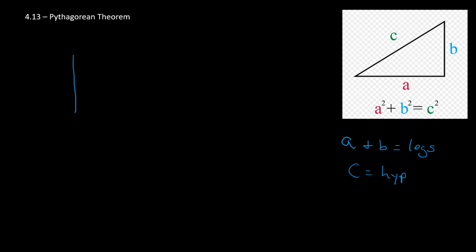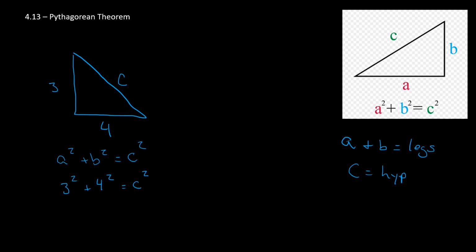We're going to set up a triangle, and we're going to say that it has a leg of 3 and a leg of 4, and we want to solve for this value of c here. So when we do that, we're going to plug this into our equation of a squared plus b squared equals c squared, where a is 3: 3 squared plus 4 squared equals c squared.